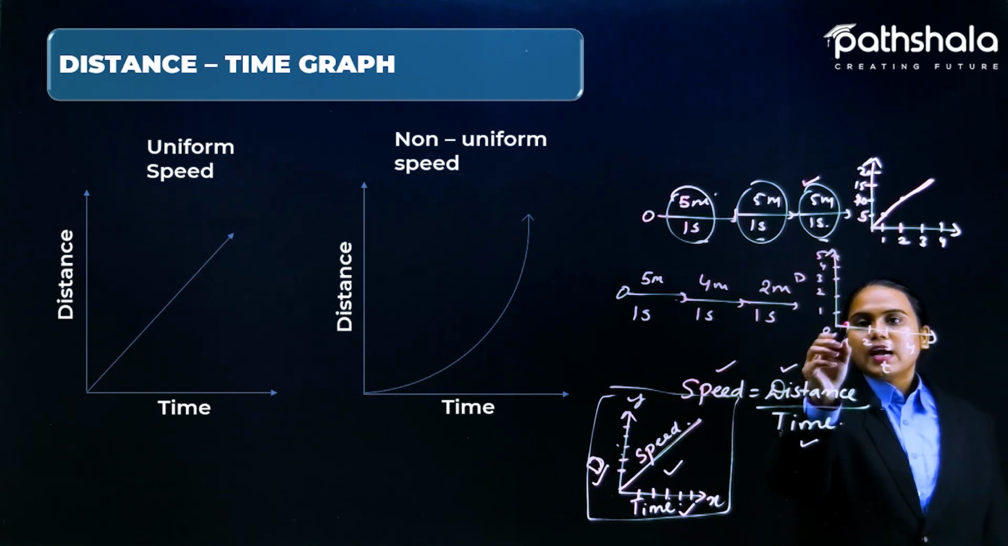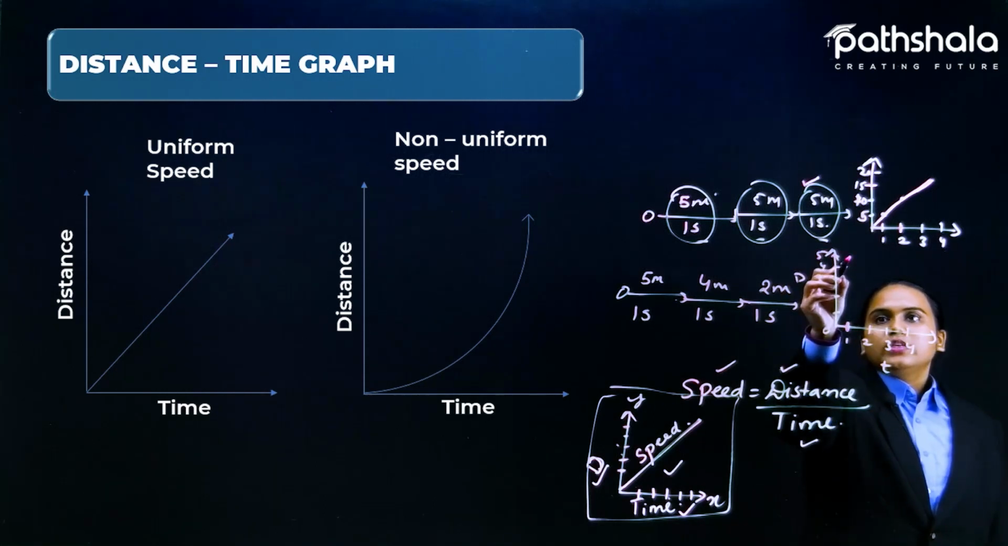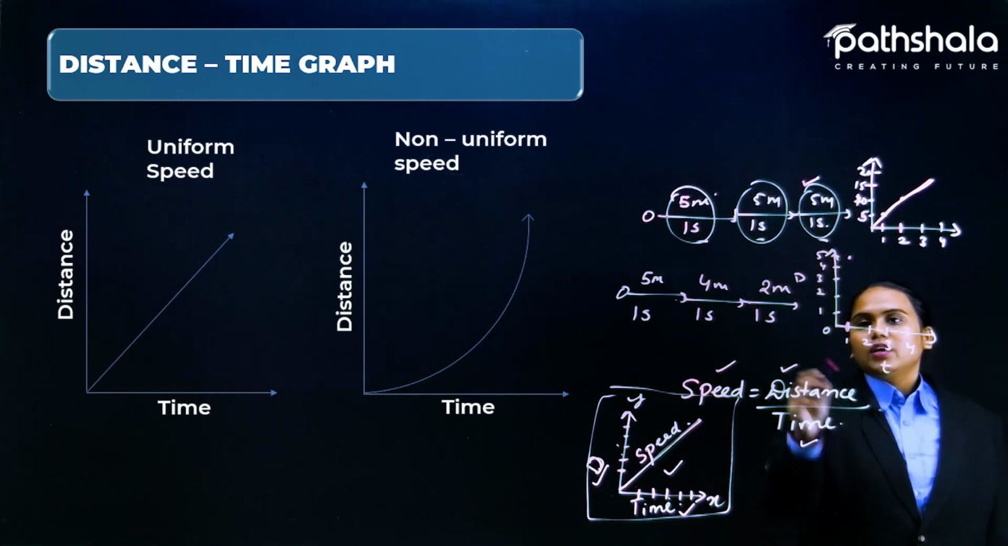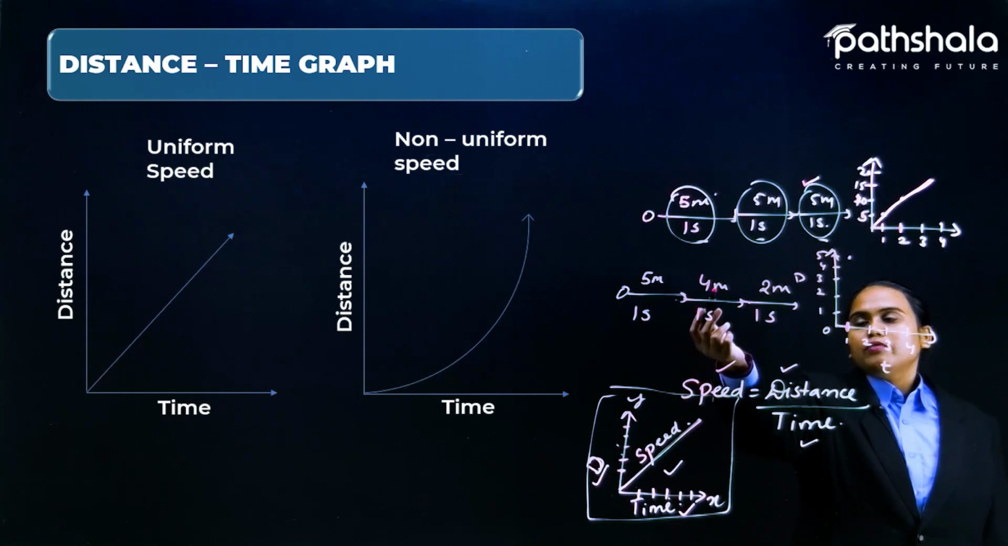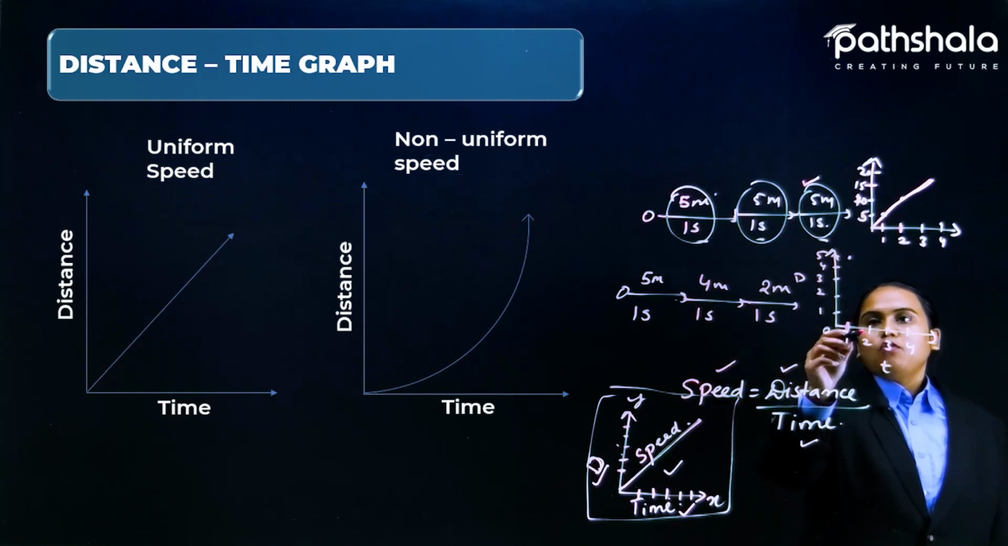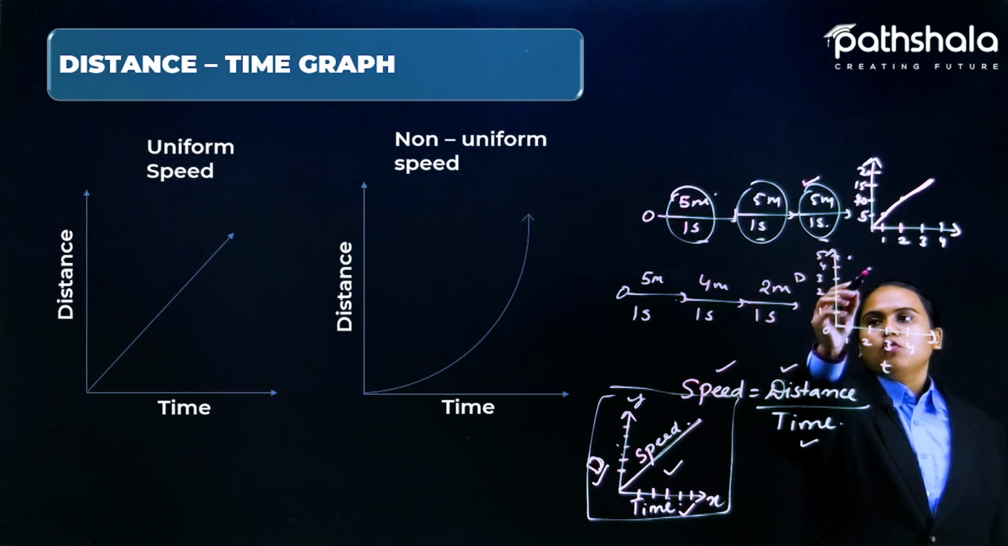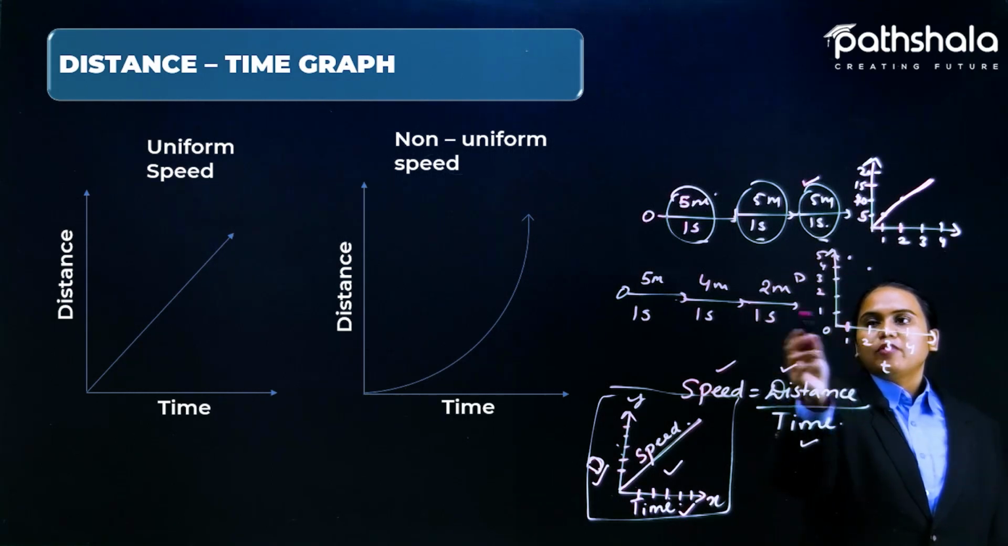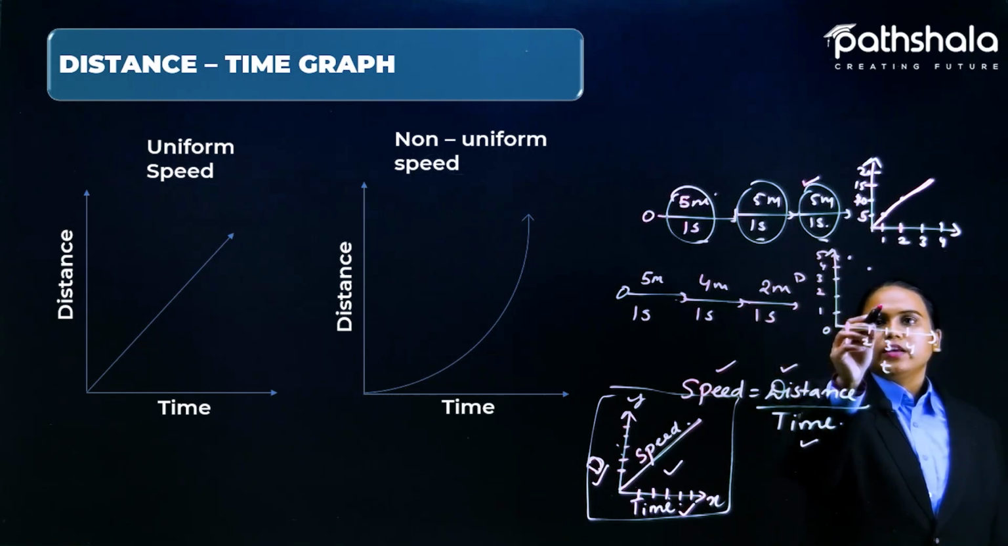So for the first starting 1 second, it was here. Okay, it has covered the 5 meters. Now here for the next second, it is 4. Another one is 4, and for one more second, it is covering 2 only. It is here. So this graph is like this.